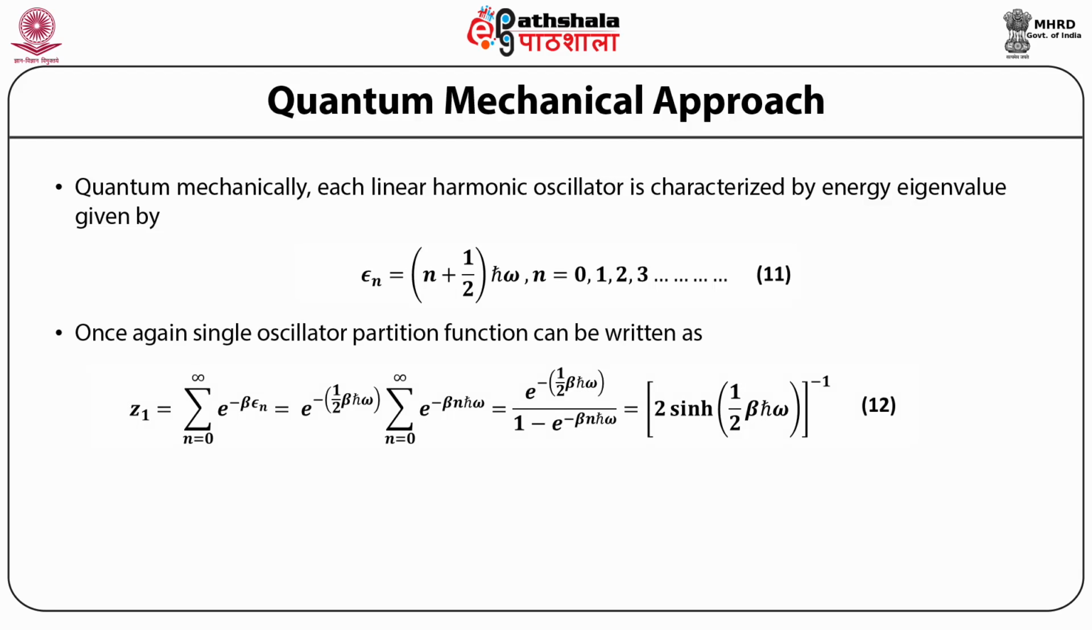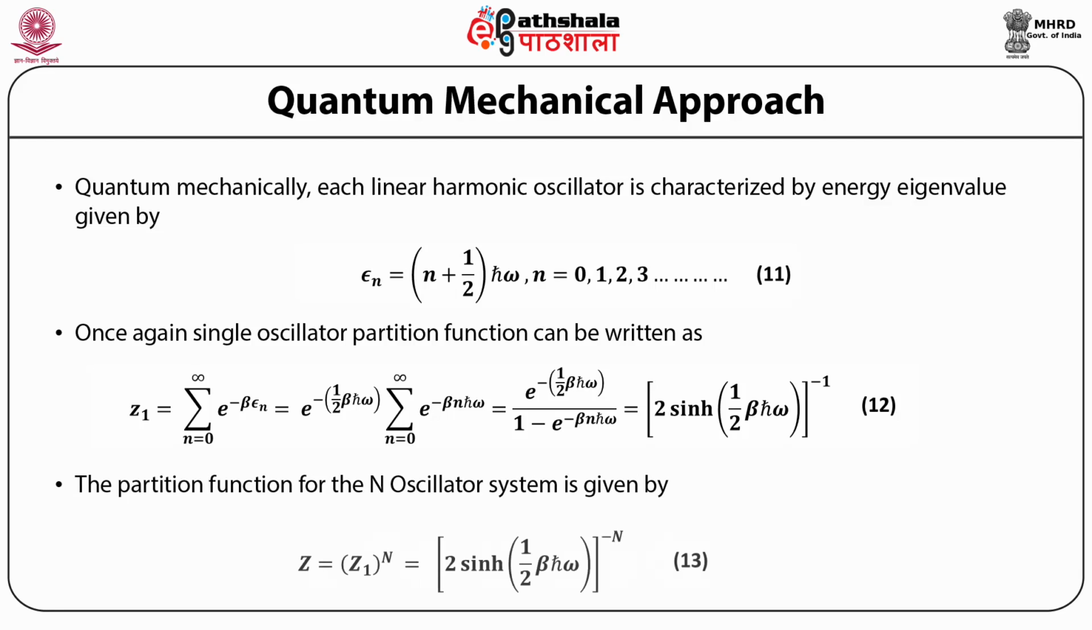Once again, the single oscillator partition function can be written as Z1 equal to the sum over n from 0 to infinity of e raised to the power minus beta epsilon n, which is equal to e raised to the power minus half beta h bar omega times the summation over n from 0 to infinity of e raised to the power minus beta n h bar omega, which is equal to e raised to the power minus beta h bar omega divided by 1 minus e raised to the power minus beta h bar omega, which is equal to 2 sinh of half beta h bar omega raised to the power minus 1.